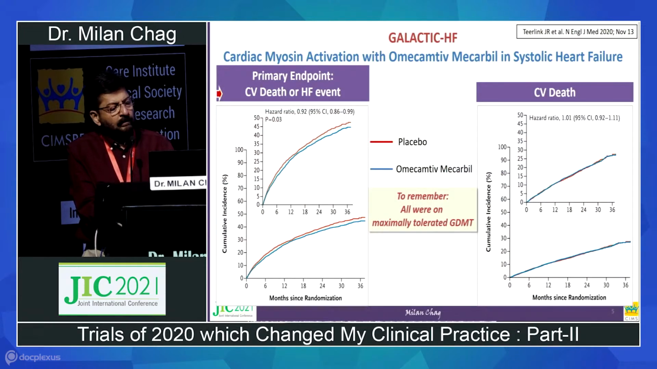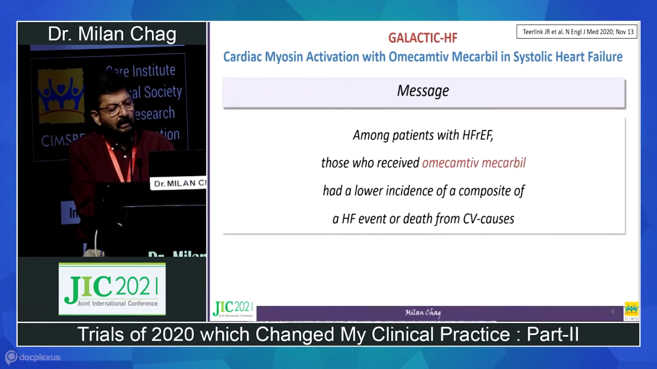What was the primary outcome? Composite of death and heart failure event reduced significantly by almost 8% above the guideline-directed medical therapy. Death was no different. So the take-home message is that in patients with advanced heart failure who are already on optimum medical management, addition of this new molecule, omecamtiv mecarbil, had a lower incidence of composite of death and heart failure event in patients with heart failure. So it is a new molecule. Now a fifth molecule is added in the heart failure regimen.